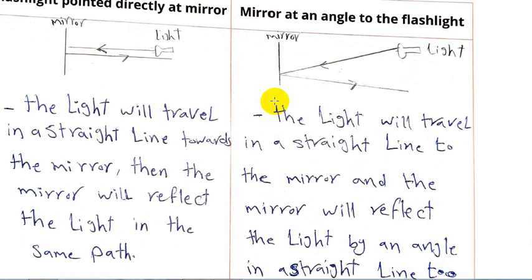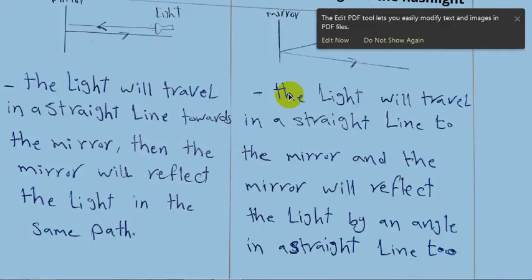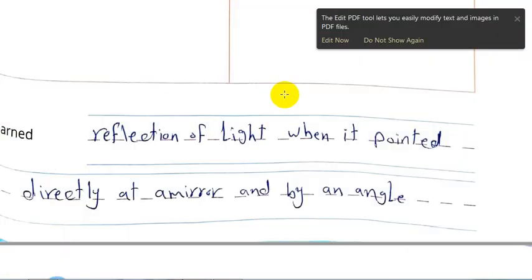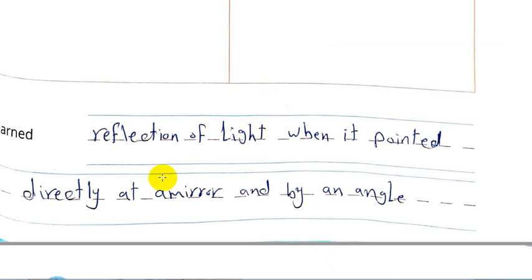Number 2. When you point a flashlight at an angle at a mirror, what will you observe? As you see in this diagram, the light will travel in a straight line to the mirror, and the mirror will reflect the light at an angle in a straight line too. Okay, number 3. What did you learn from this experiment? I learned reflection of light when it is pointed directly at a mirror and at an angle.